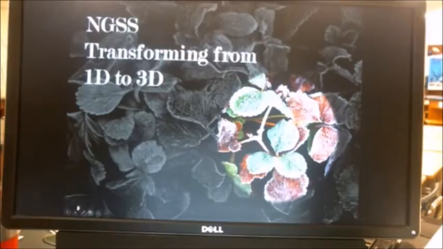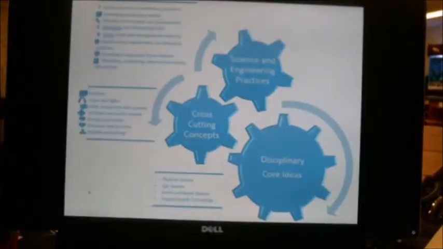I have been implementing the Next Generation Science Standards in my classroom, specifically my 10th grade biology classroom is the example I used, and how I used Vernier technology to do this. One dimension and three dimension refers to the three parts of the Next Generation Science Standards.